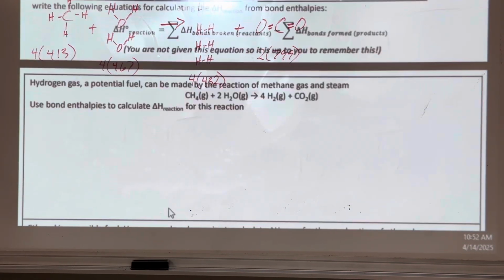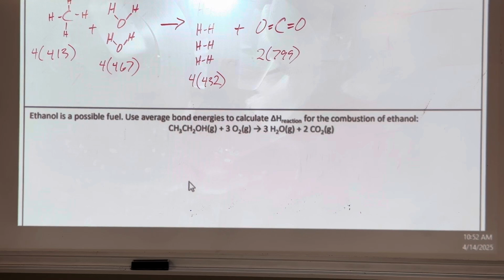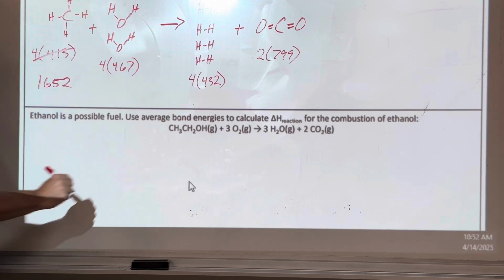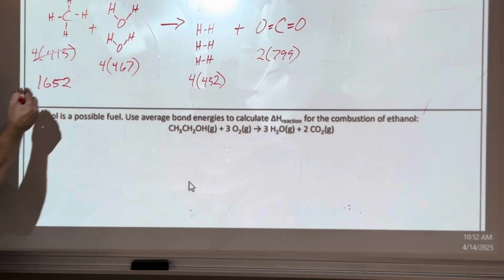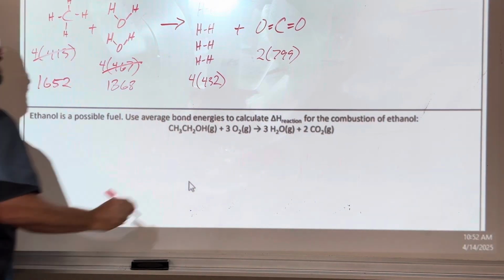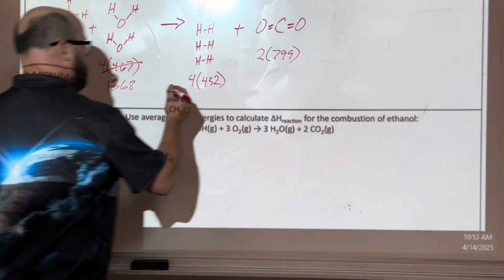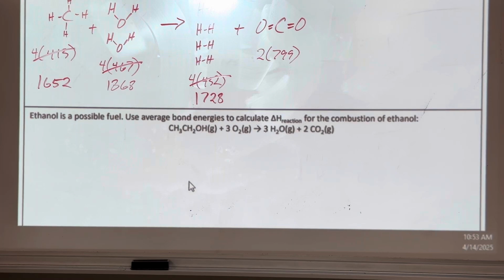We can go back. So first up, we're going to start by calculating all of these totals. 4 times 413, 1652. 4 times 467, 1868. 4 times 432, 1728. All right, and 2 times 799, 1598.